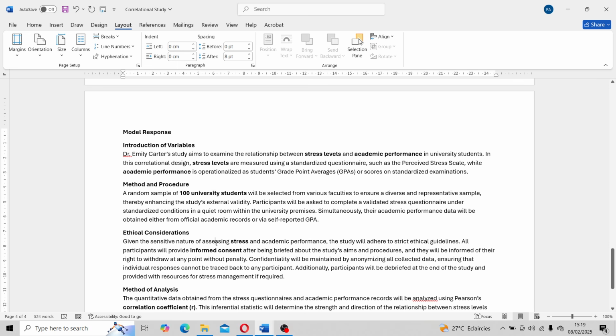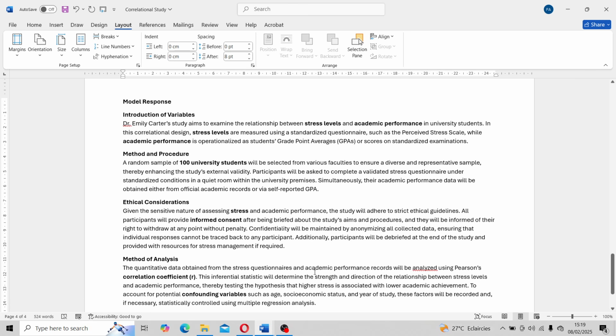All right, now ethical consideration. Given the sensitive nature of assessing stress and academic performance, you can consider this and other things, and also give them the right to withdraw. That depends on you. Additionally, participants will be debriefed at the end of the study and provided with resources for stress management if required. You can also say, additionally, they will be given extra course credit. That depends on you. Which means you would have spoken with the school administration and the teacher to ensure that that is actually put into consideration.